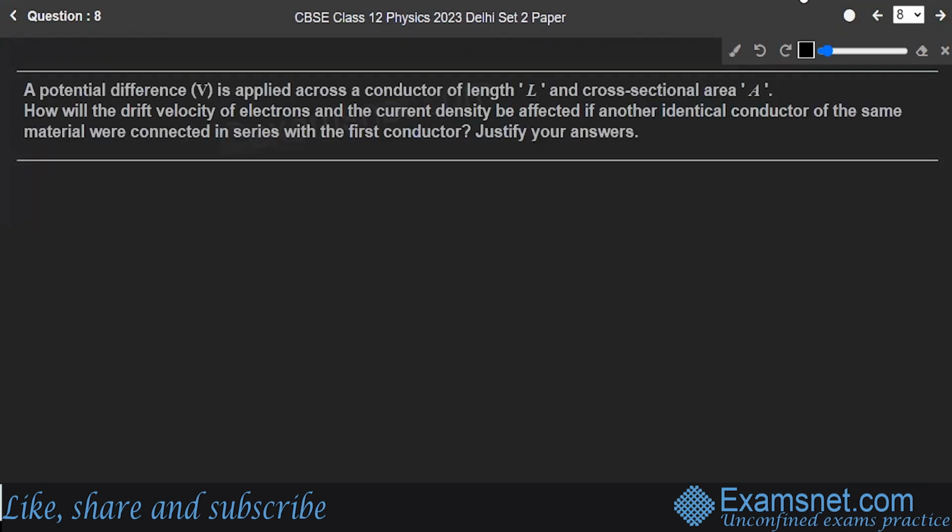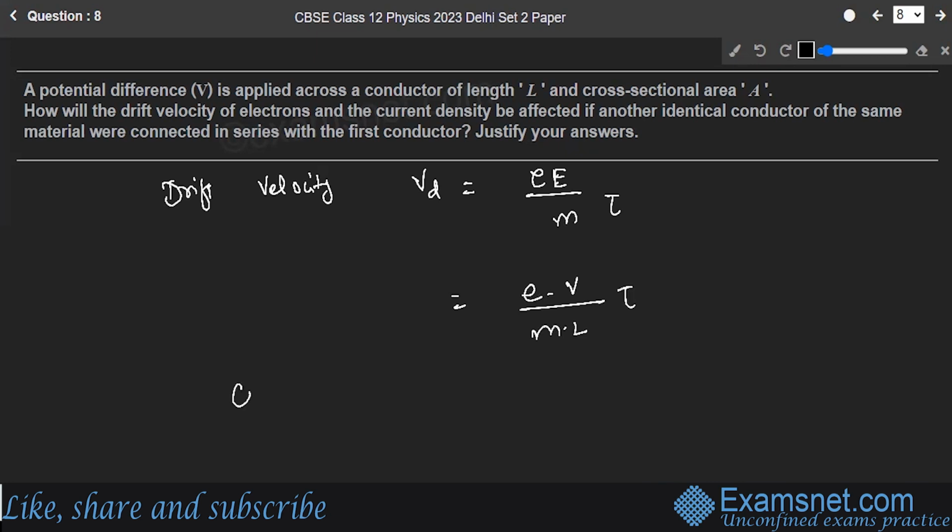A potential difference V is applied across a conductor of length L, cross-sectional area A. How will the drift velocity of the electrons and the current density be affected if another identical conductor of the same material were connected in series with the first conductor? You have to justify your answer. We know one thing, that the drift velocity, let's say Vd, is given by E upon m into tau. So this can be written as E into V m upon L tau. Current density is given by total current upon area.